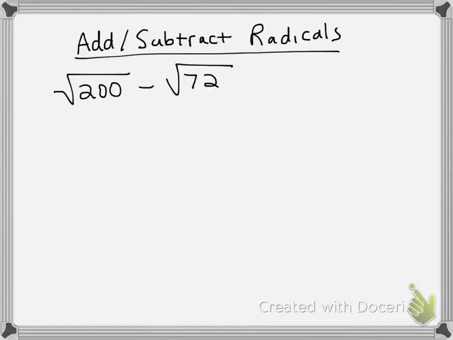Now what we're going to do is work on adding and subtracting radicals. If I'm looking at these radicals, the only way we can add or subtract them is if the root and the radicand, what is underneath the radical, are exactly the same. So we're going to treat it like a variable.